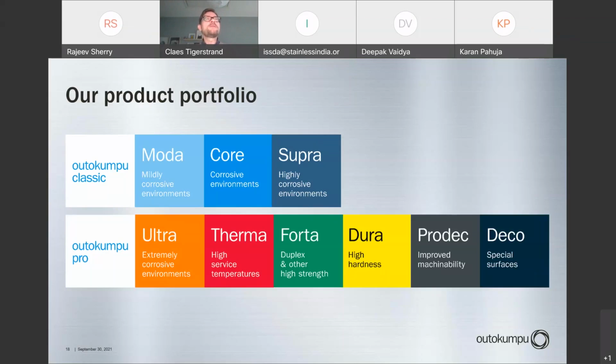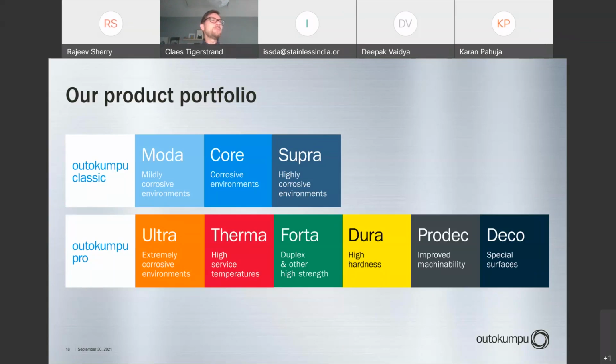So therefore, here we want to emphasize that the Moda would be the most cost-efficient choice when you have a mildly corrosive environment, and Core is for an intermediate corrosive environment, and Supra is where you are in a highly corrosive environment and need higher corrosion resistance. So that is typically the classic family, which includes the more commonly used stainless steel on the market that you can buy from all producers of stainless steel.